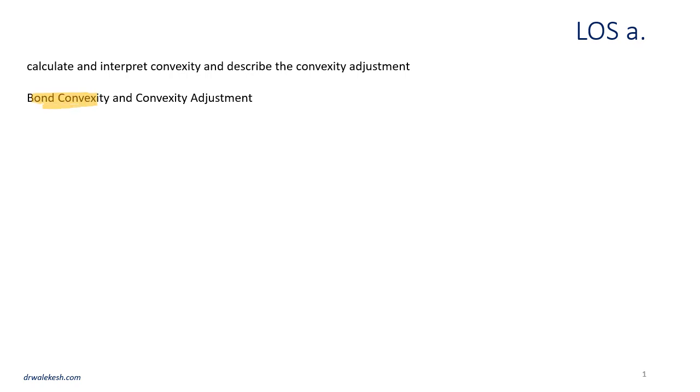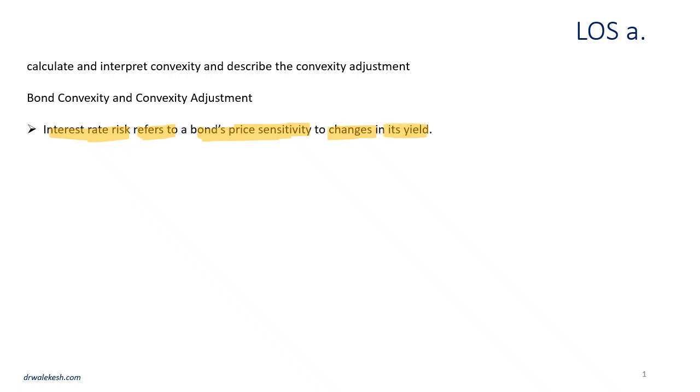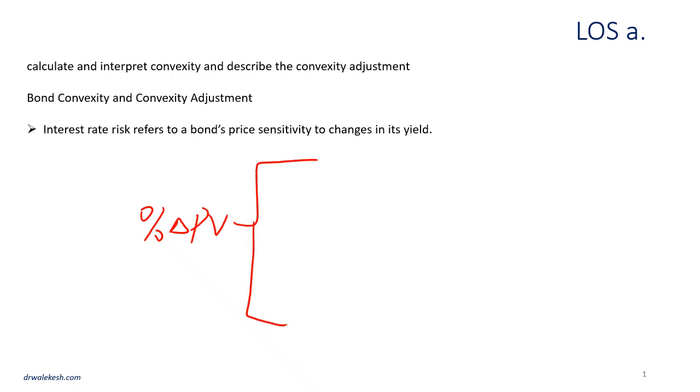Bond convexity and convexity adjustment. Interest rate risk refers to a bond's price sensitivity to changes in its yield. So the percentage change in a bond's price could be divided into two: duration effect and convexity effect, or we could say convexity adjustment.